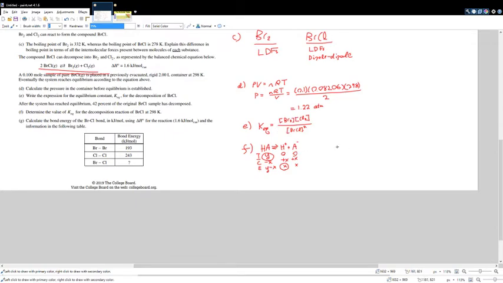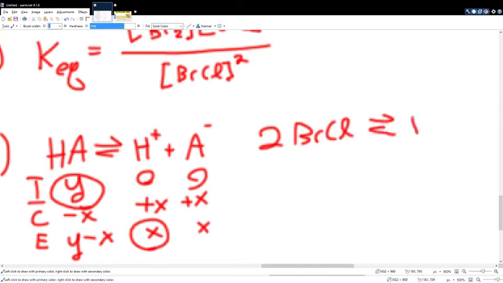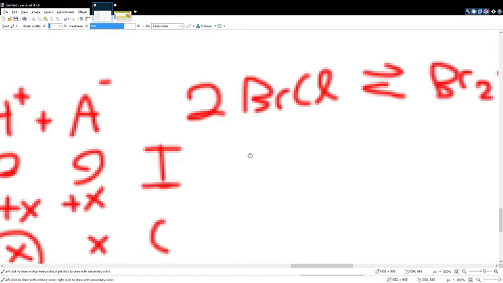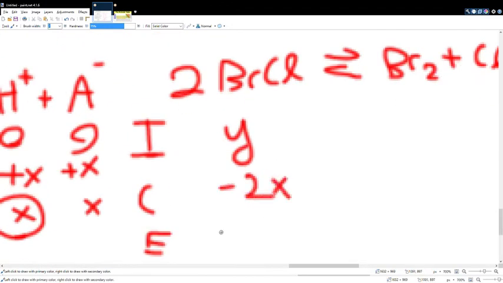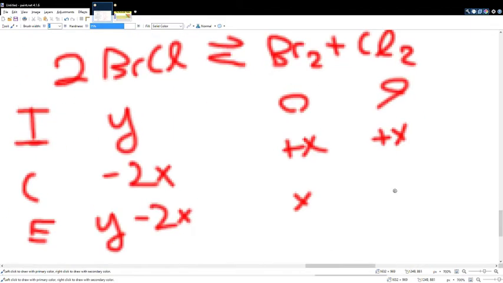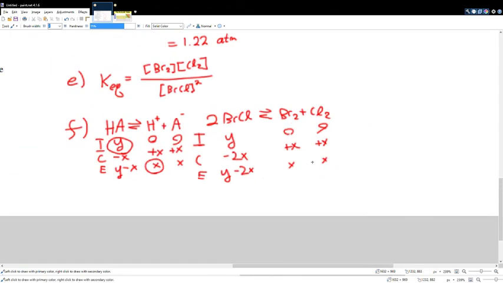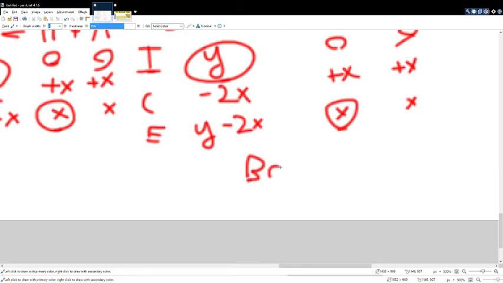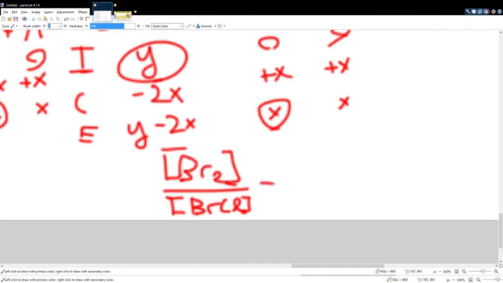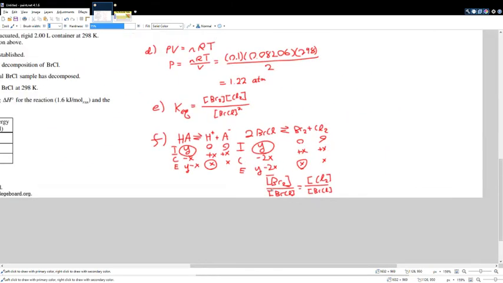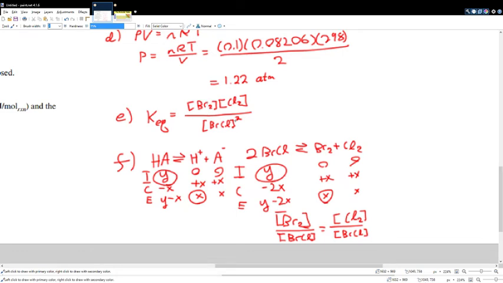In the same case here, we'll write out the reaction again: 2BrCl turns into Br2 plus Cl2. Here's the ICE table. Again, we'll call the initial concentration y, with the change minus 2x for BrCl, plus x, plus x, so y minus 2x, x, and x. The thing to notice is that these two concentrations are the same. And akin to the dissolution of an acid, the percent decomposition is equal to x over y in this case, which is Br2 concentration over BrCl, but this is also equal to Cl2 over BrCl. So looking at your equilibrium expression, this is just Br2 over BrCl, squared, that entire quantity.